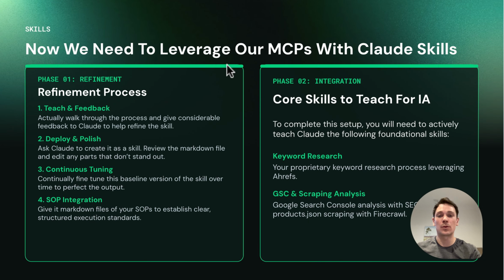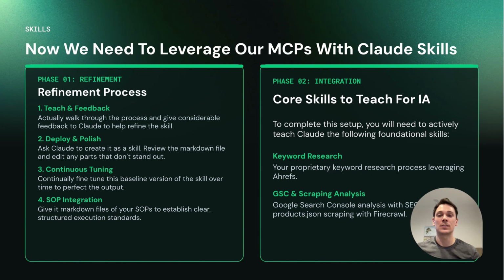So now we need to go through with our MCPs and optimize our Claude skills. The way that I build Claude skills, it may not be the way everyone does, is that I actually follow the steps that I want Claude to take. I give it feedback throughout. I ask it to summarize the process, and then I ask it to create the skill. Once that's deployed, I then go into fine-tuning it over time.